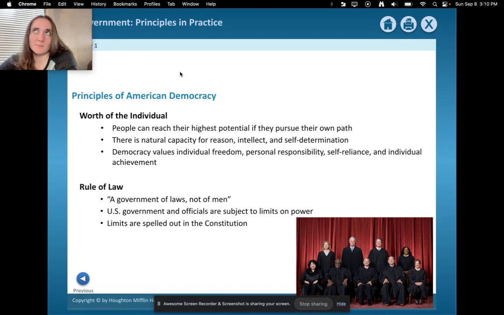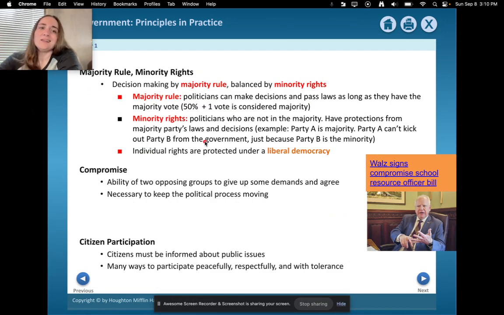We'll talk a little bit more about what checks and balances are a little bit later. And also limits are spelt out in the Constitution, which we'll also talk about later. So next, let's talk about the majority rule and the minority rights. They're a little confusing, to be honest. So I will try my best to explain them. So, majority rule and minority rights.